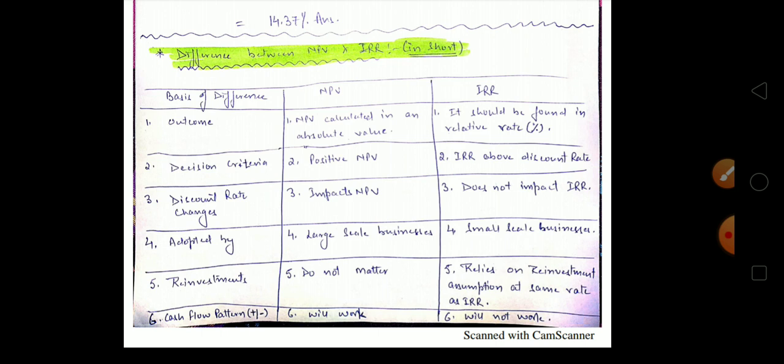Adopted by: NPV should be adopted by large scale businesses, but IRR should be adopted by small scale businesses. Reinvestment: it does not matter to NPV, but internal rate of return relies on the reinvestment assumption at the same rate as IRR. Cash flow patterns, positive or negative: that will work in NPV, but has no impact on IRR.